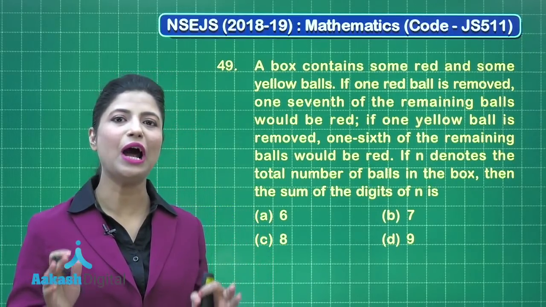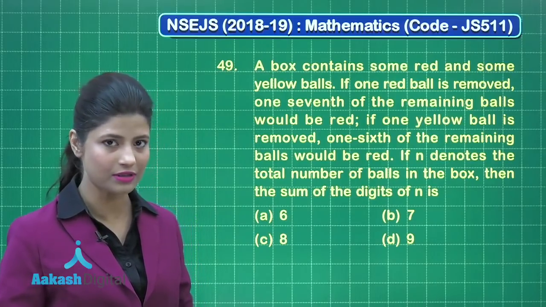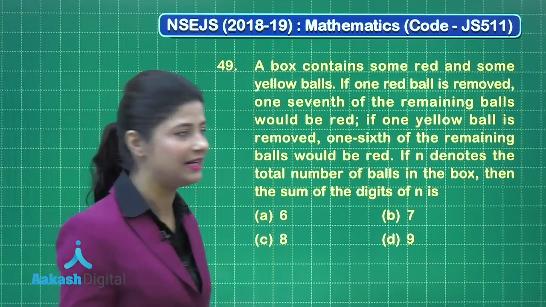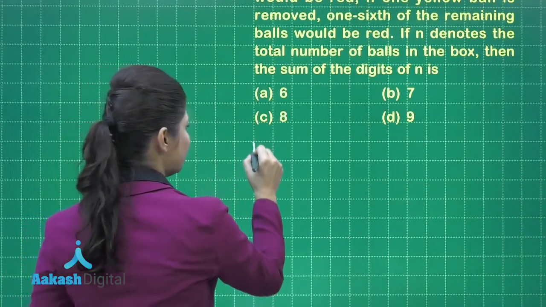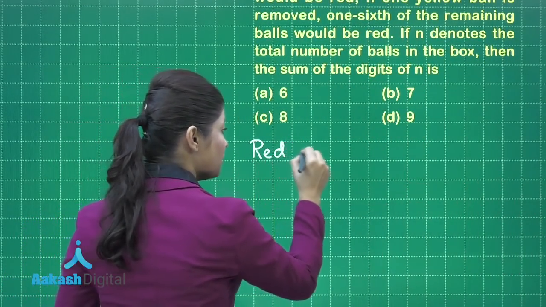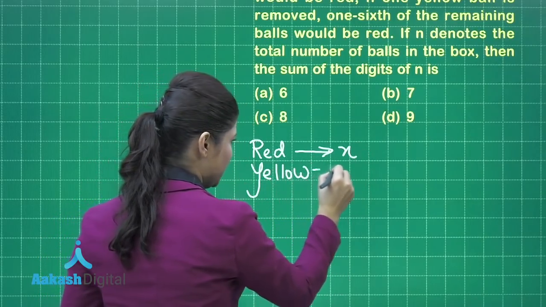So here you need to figure out the sum of the digits of n that represents the total number of balls in the given box. Out of these 4 options, you will be finding the correct answer. Now you don't know the number of red balls, so let's consider the number of red balls to be x and the number of yellow balls to be y.